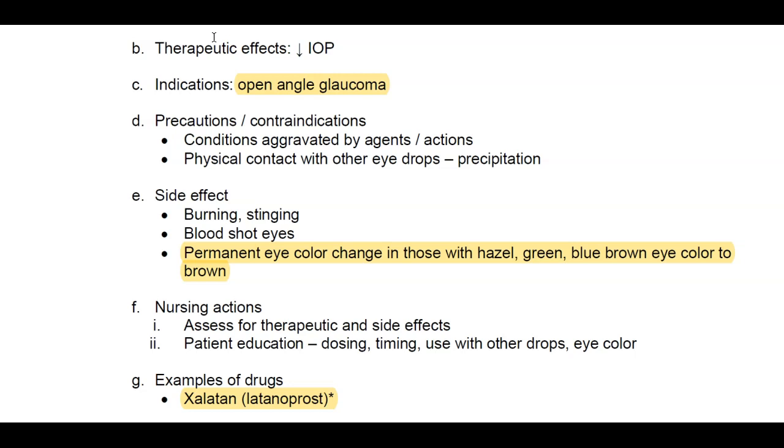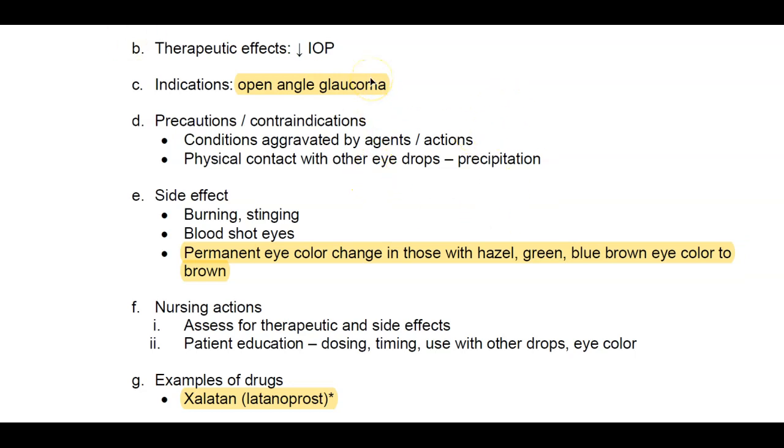Physical contact with other eye drops can cause precipitation, so we need to make sure that we're storing it correctly and that the bottle is sealed when we're storing it. Side effects include burning, stinging, and bloodshot eyes. A side effect that you have to really remember and also educate your patient about is the possibility of permanent eye color change, especially those light, beautiful light colored eyes, so hazel, green, blue. It will turn their eye color to brown. So just make sure that you take that into consideration, and it should be something that you talk to your patients about, especially if they have those eye colors that I mentioned.